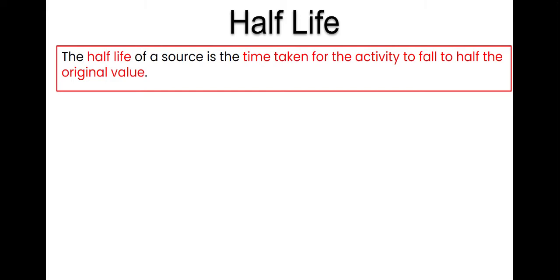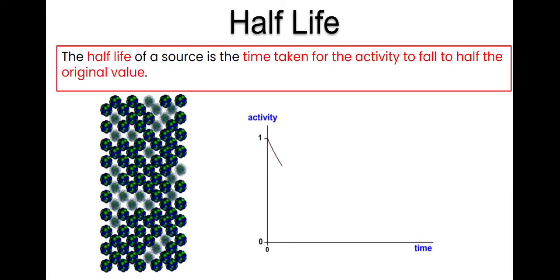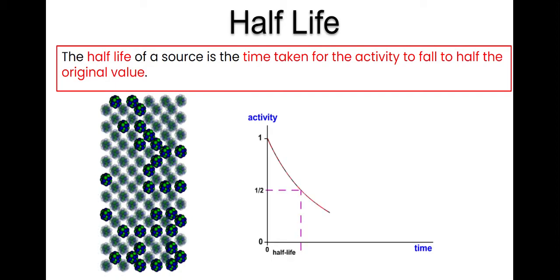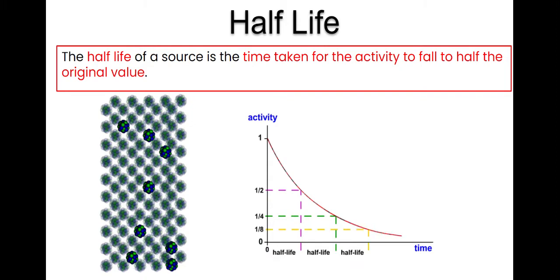Now, the final part of these problem-solving areas in radiation is looking at a thing called half-life. Now, the half-life of a source is the time taken for the activity of the source to fall to half of its original value. So, what happens as a radioactive source decays? Over time, the number of atoms left to decay decreases, and therefore the rate that it decays decreases as well.